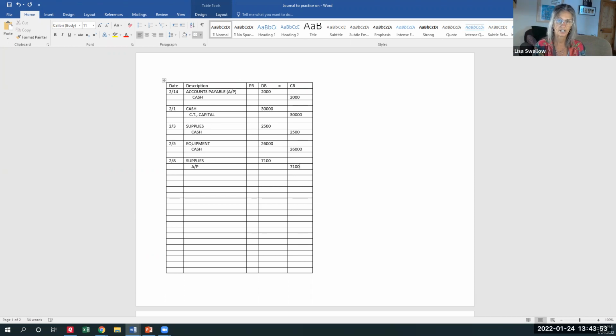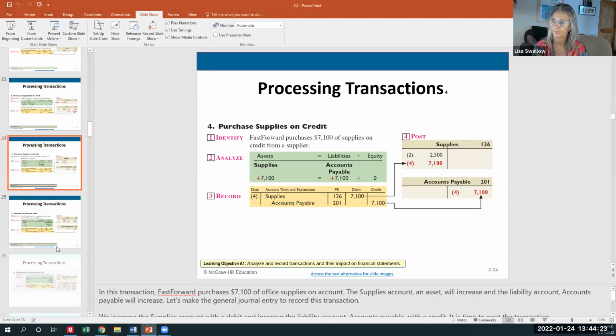So when you turn your video back on, you would have debited assets. Supplies is an asset account. How do you make it go up? You debit it. Then my liability of accounts payable went up because I owe more money. How do you make liabilities go up? You credit them. And after each journal entry, I make sure my debits all still equal my credits. And they do.